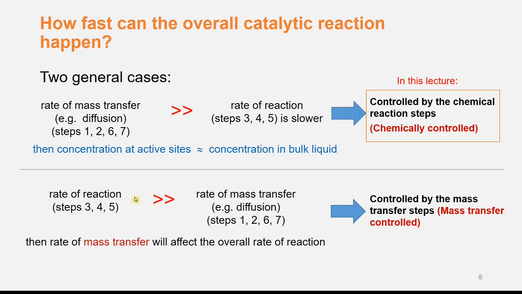In the second case, the rate of reaction is much faster than the rates of diffusion. The reactants arrive at the active sites relatively slowly, and therefore they can be consumed by the reaction as soon as they arrive. The case is called mass transfer controlled because it is the rate of mass transfer that is limiting or controlling the overall rate of reaction.